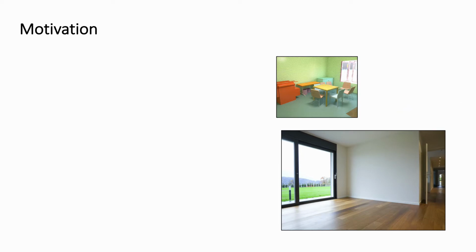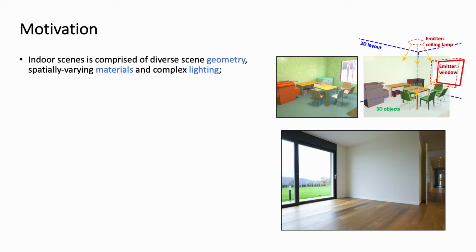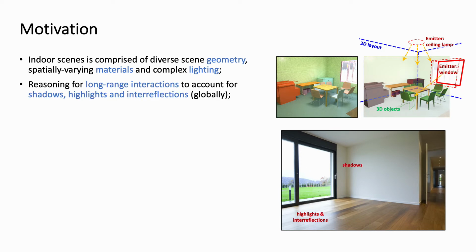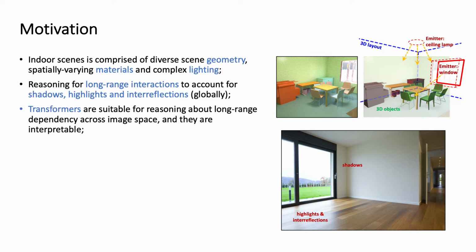Take these two indoor scenes for example. They're both comprised of diverse geometry, spatially varying materials, and complex lighting. To better model the complex lighting effects, including shadows, highlights, and interreflections, and give globally consistent and physically coherent estimations, transformers are well suited because of their global attention mechanism, as we just explained. Motivated by these factors, we propose to use transformers in place of CNNs as backbone architecture.